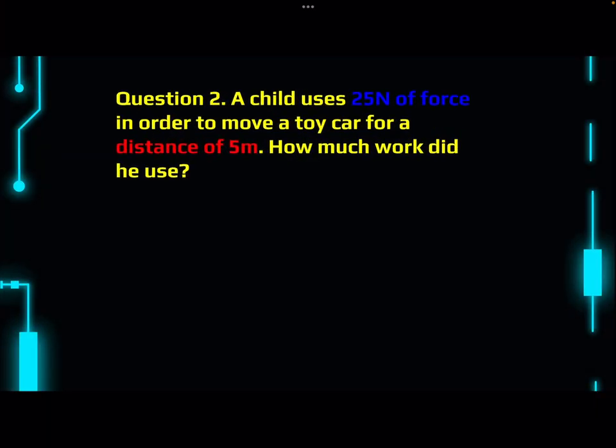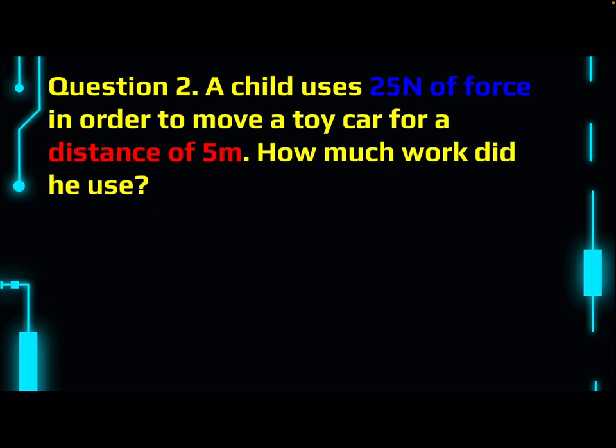Question number 2. A child uses 25 newton of force in order to move a toy car for the distance of 5 meter. How much work did he use? Again, we will first find the givens. We have two givens here. We have 25 newton of force and a distance of 5 meter.